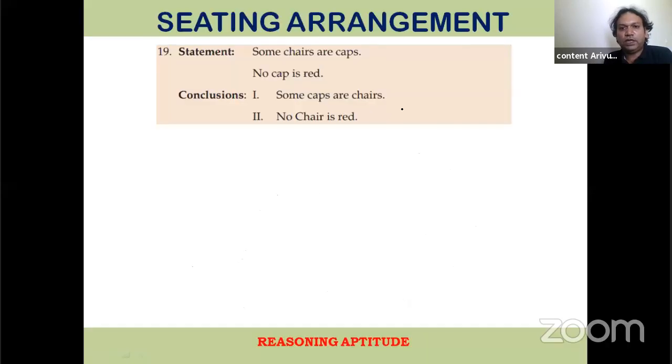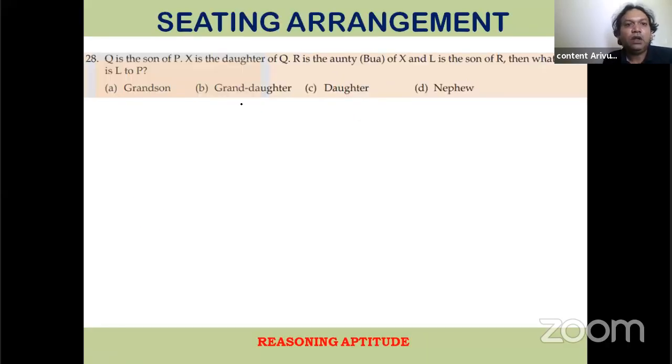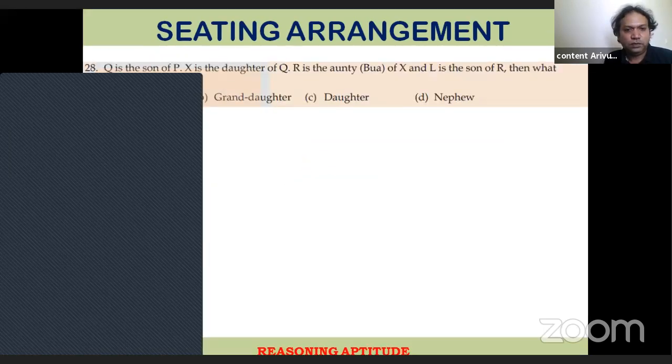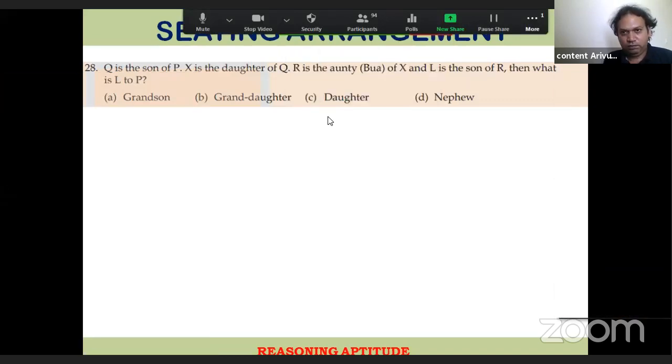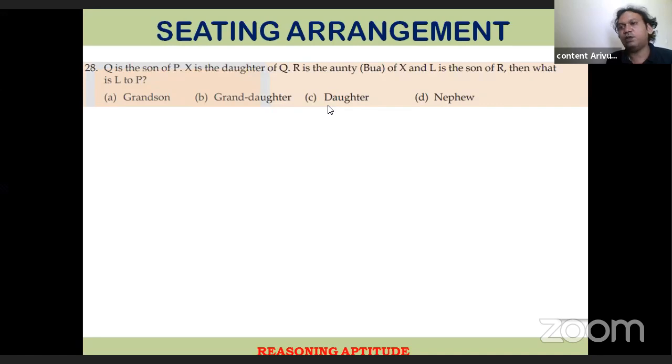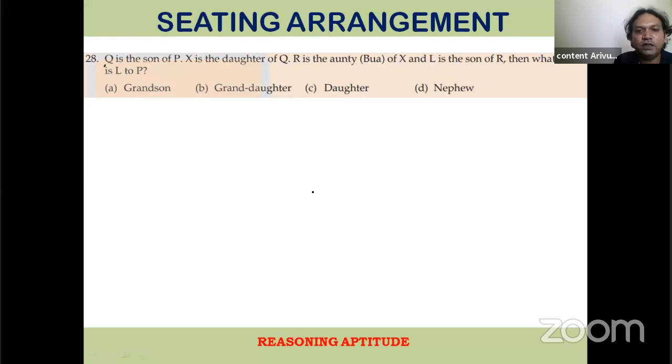Okay, now let's go to the question here, question number 28. This is a question from the blood relations chapter, which one of the students had posted. So let's look at this particular question also. Q is the son of P. So let's start with the statement. Q is the son of P. So let's put P here. And P has a son, Q. X is the daughter of Q. So X is the daughter of Q.